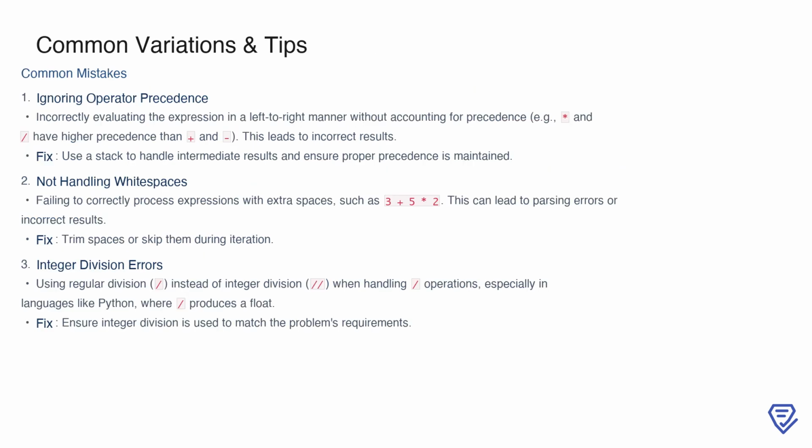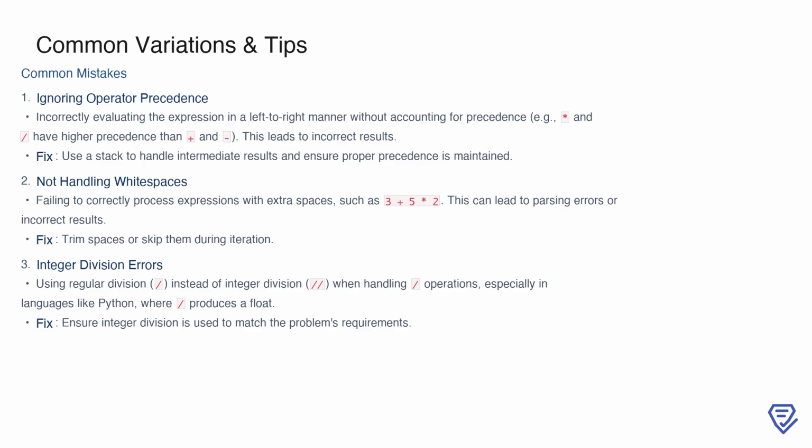When solving this problem, there are a few common mistakes to be aware of. First, ignoring operator precedence can lead to incorrect results. For example, evaluating an expression like 3 plus 5 times 2 strictly left to right without recognizing that multiplication has higher precedence than addition will produce the wrong answer.